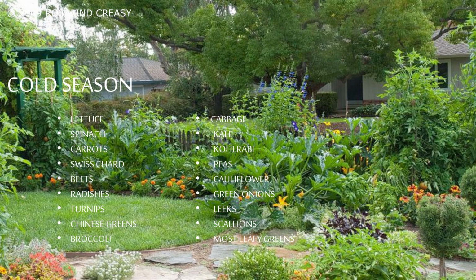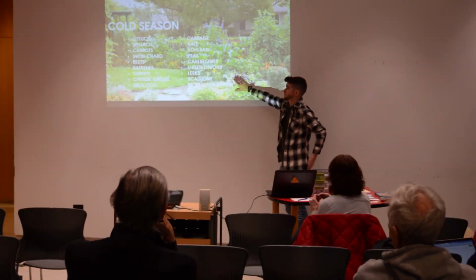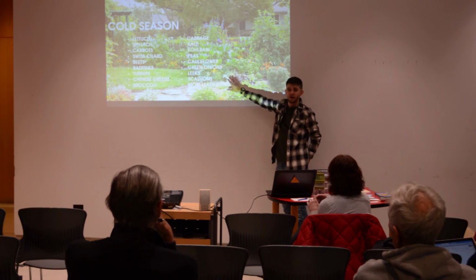So a lot of these plants, especially if they have the really good turnaround time on getting to your actual production of your crop, you can plant both in the fall and in the springtime. On this list you can see you got lettuce, spinach, carrots, Swiss chards, beets, radishes, turnips, these Chinese greens, broccoli, cabbage, kale, kohlrabi, peas, cauliflower, green onions, leeks, scallions, and then most of your leafy greens. We'll talk about later in this presentation actually how you can get some of this started even earlier, but these are the ones that you're going to be growing in the springtime and then late in the fall.